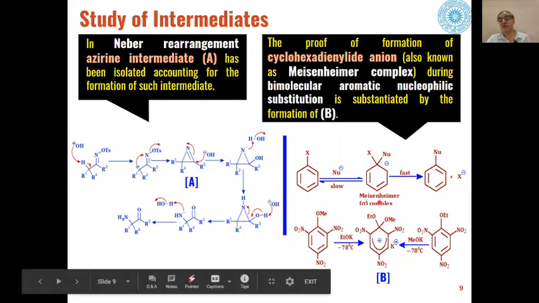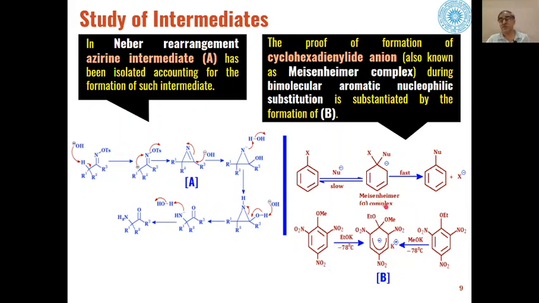Then another example of intermediate formation is in case of these types of bimolecular aromatic nucleophilic substitution reactions. When these types of aromatic systems are reacted with a nucleophile, then in the first step we will get these types of sigma complexes, and these sigma complexes then undergo elimination of this X group, which is a very fast step, to give us these types of bimolecular aromatic nucleophilic substitution reaction products.